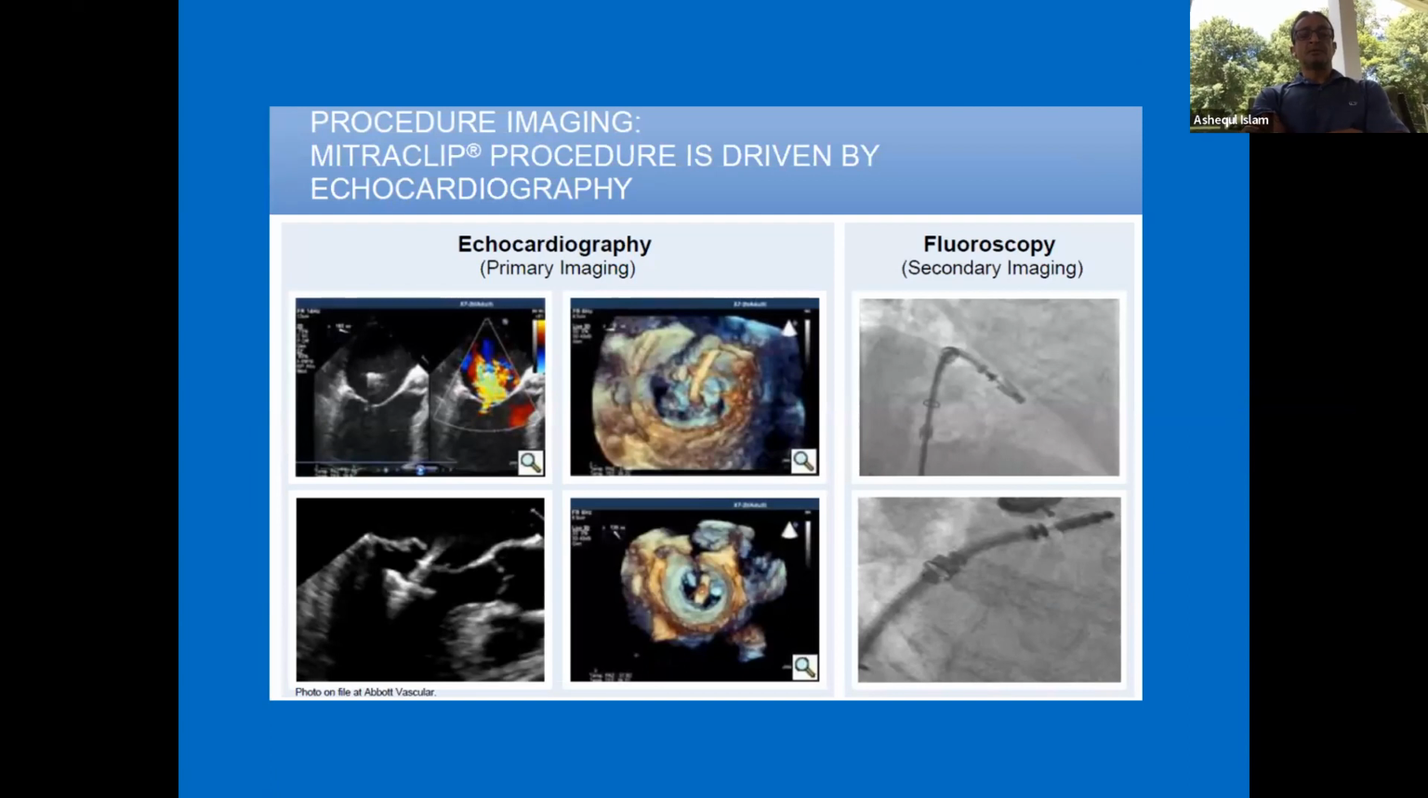Okay. So, as you all know, this is a highly sophisticated and advanced procedure for a very complicated valve. TAVR is relatively easier than mitral clip repair of the mitral valve, because the mitral valve is a complex valve. I have heard this from a very wise man that the mitral valve is like a woman and the aortic valve is like a man. You see what you get from the aortic valve. The mitral valve is very complex.